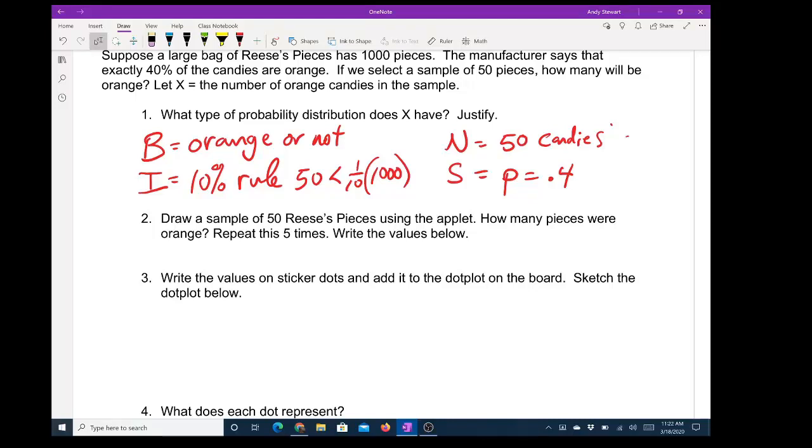Okay, number two would be something that we would do as a class. It says draw a sample of 50 Reese's Pieces using the applet. How many pieces were orange? And repeat this 5 times, writing your values below. So that would be something each individual person would do. Probably would have the Chromebooks out at this point. And then number 3, write the values on sticker dots and add it to the dot plot on the board.